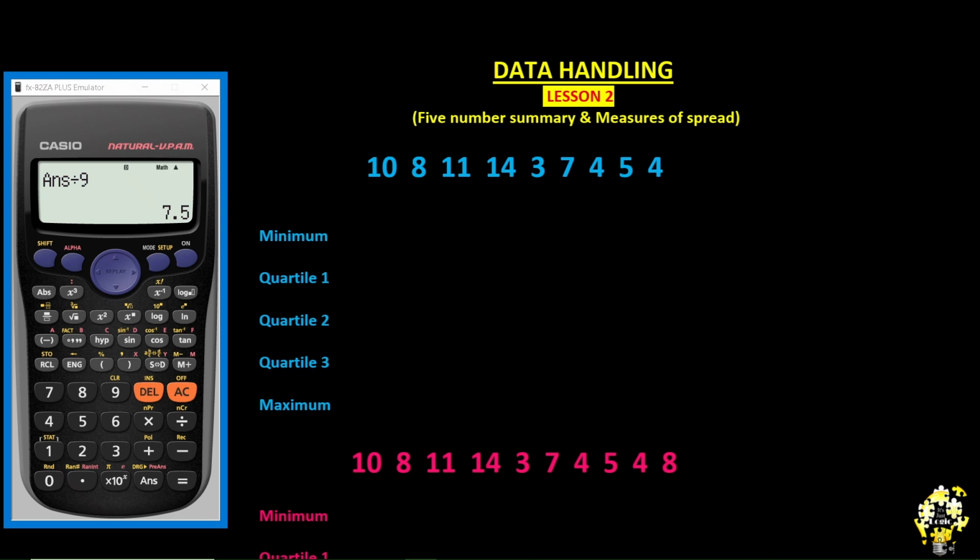Hi, welcome. This is lesson number 2, data handling, 5 number summary, also measures of spread. Now, what are we talking about when we are talking about 5 number summary? Well, essentially we are talking about the minimum value, quartile 1, quartile 2, quartile 3, and also the maximum value.